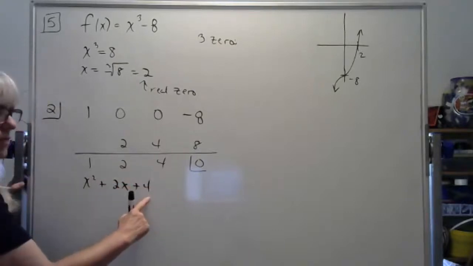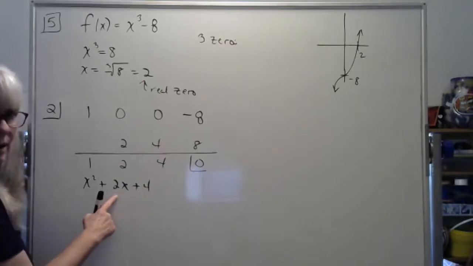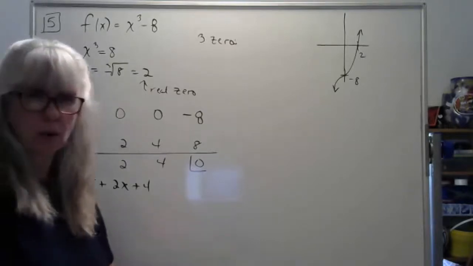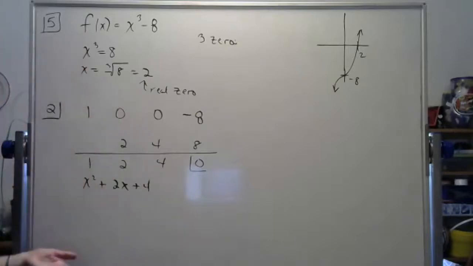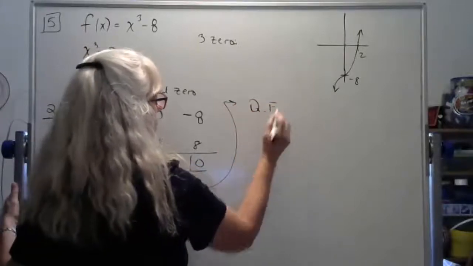There are no factors of 4 that add to 2. So I have to go to the quadratic formula. Now, a long time ago, you may have learned something called the difference of 2 cubes as a factoring formula, but you no longer need that because you can always use synthetic division, and it's much quicker than trying to remember the formula. Okay, so now we're going to head to the quadratic formula. So back to the QF.